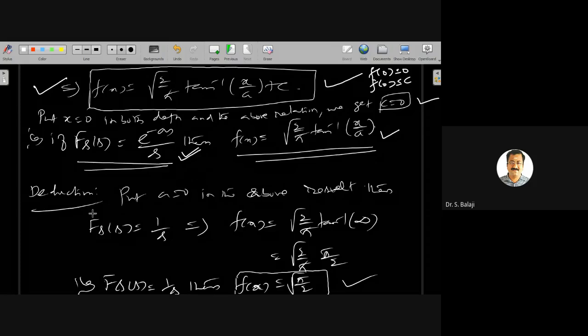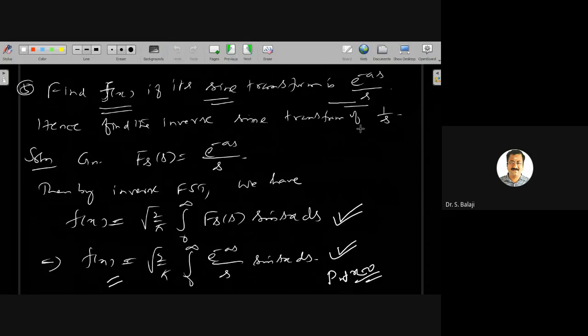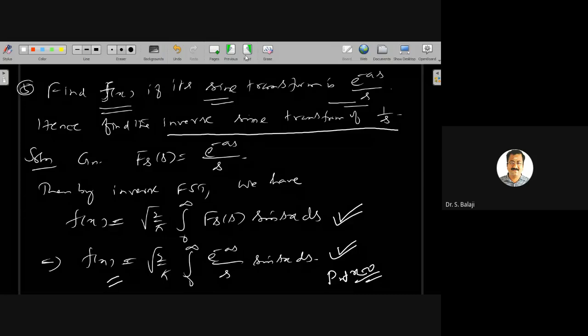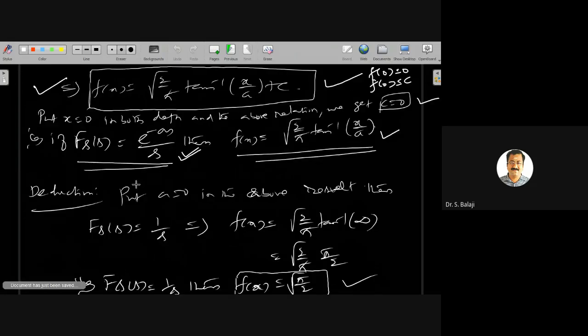Okay. The deduction: what is the thing they are asking? Find the inverse Fourier sine transform of 1 by s. 1 by s means the same thing here. If you put a equal to 0, you can get 1 by s. For deduction, put a equal to 0 in the above result. Then Fs of s becomes 1 by s.